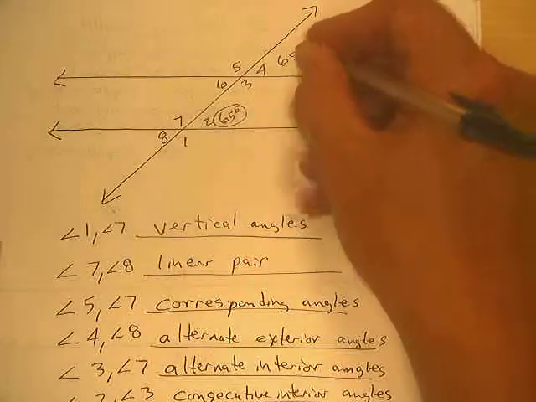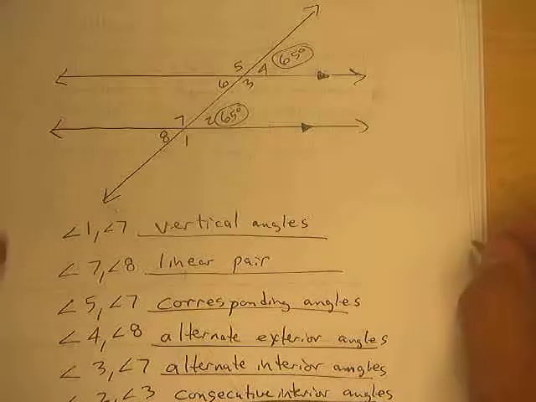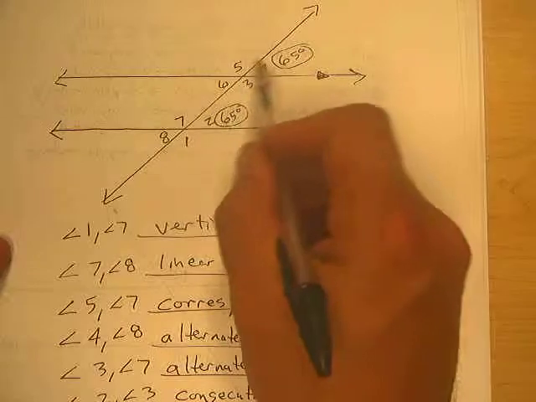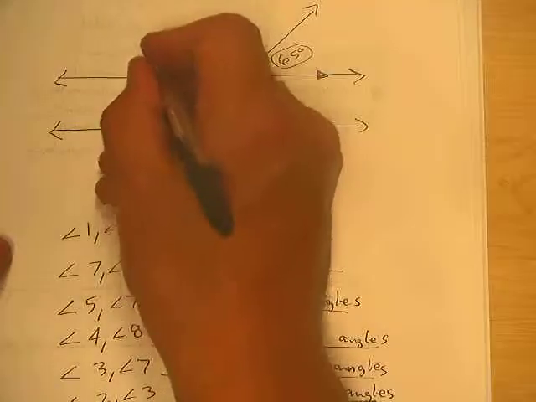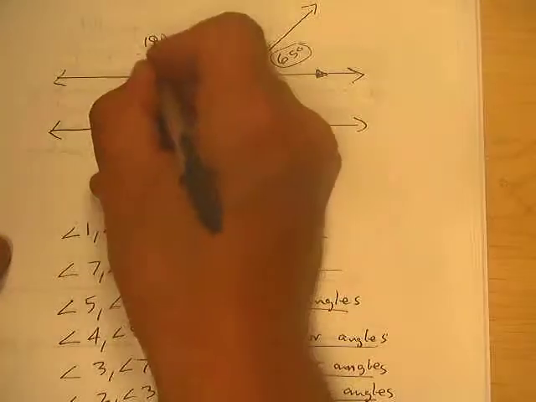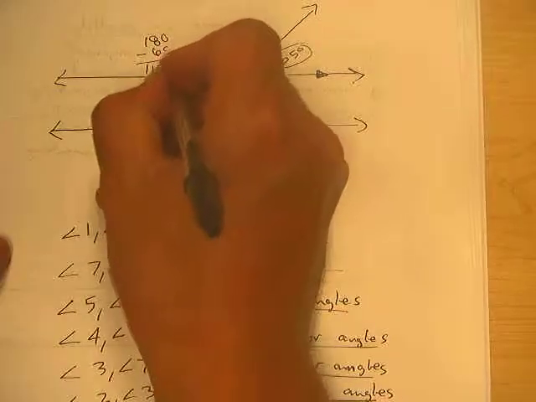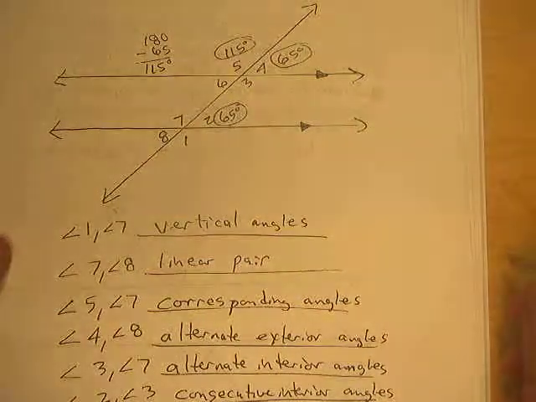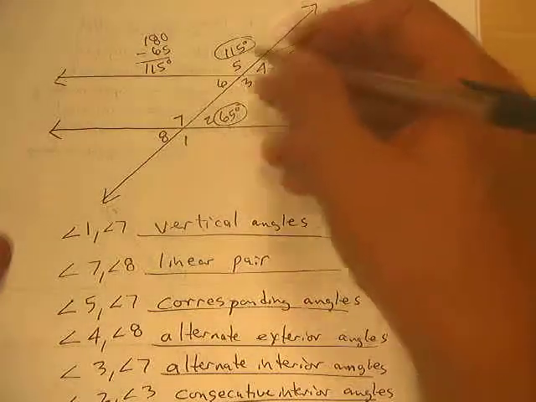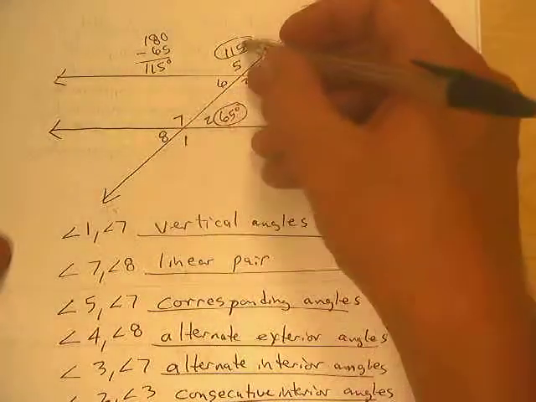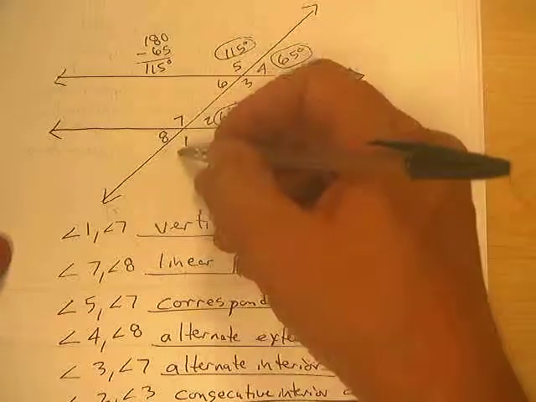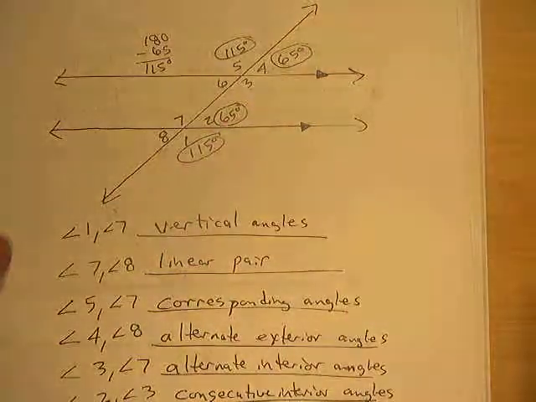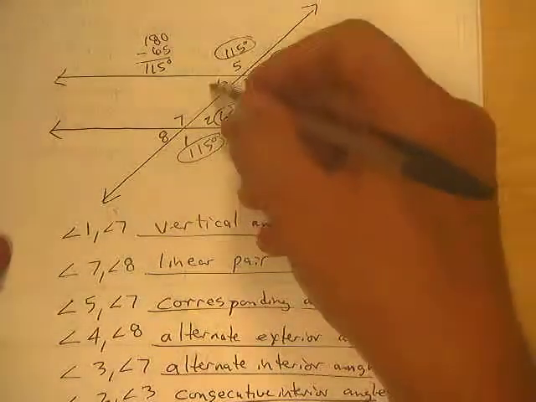All right, I'm hoping you pause the video. Now let's check these out. So I know 2 and 4 are corresponding, and if the lines are parallel, that means 4 is also going to be 65 degrees because they're the same measure. Okay, I know 5 and 4 are a linear pair. That means they add up to 180. So I could take 180 minus 65 gives me 115 degrees. So 5 is 115.